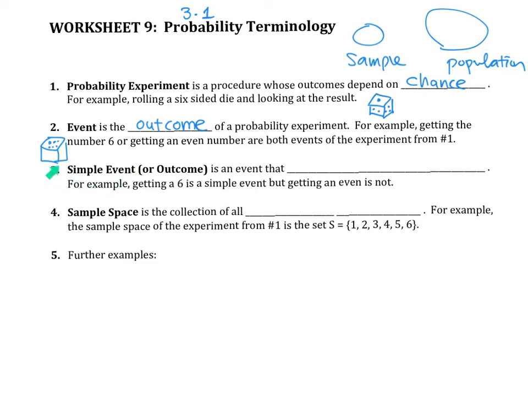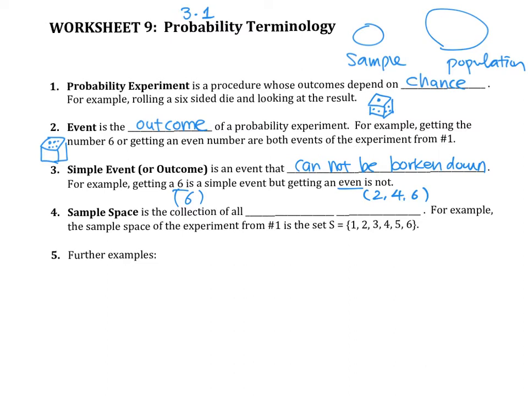A simple event, on the other hand, is an event that cannot be broken down into smaller events. For example, getting 6 is a simple event, but getting even is not a simple event, because even has 2, 4, and 6, right? So an even number can be broken down into either getting 2 or getting 4 or getting a 6. So there are 3 different events that make up an even event. Whereas getting 6 is just 6, that's it, right? So that's the difference between a simple event and just an event.